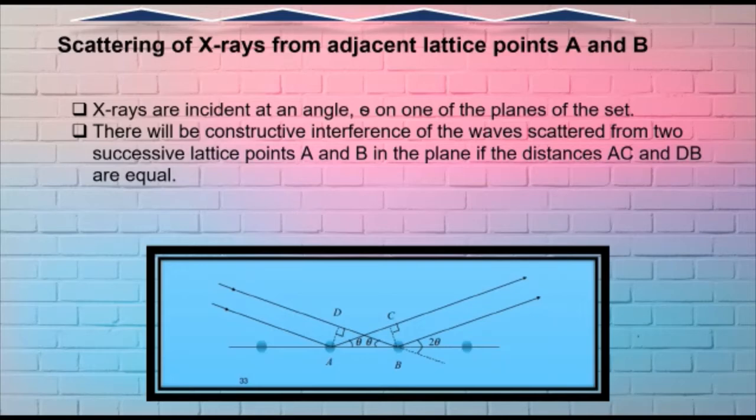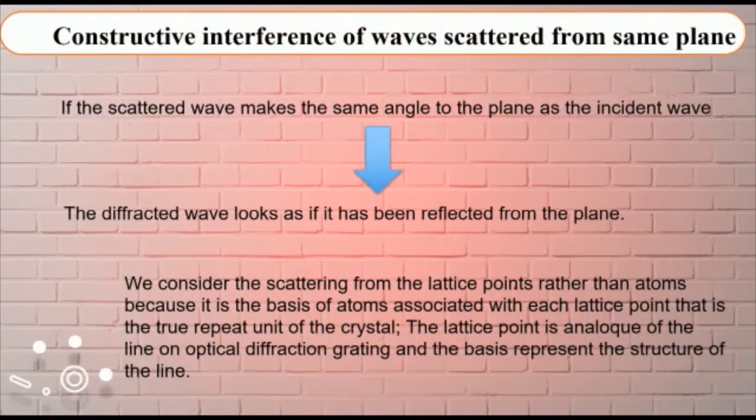X-ray is incident at an angle theta on one of the planes of the set. There will be constructive interference of the waves scattered from two successive lattice points A and B in the plane if the distances AC and DB are equal. Next, consider the interference of waves scattered from the same plane. If the scattered wave makes the same angle to the plane as the incident wave, the diffracted wave looks as if it has been reflected from the plane.